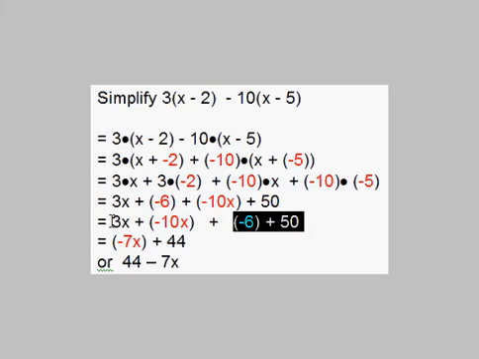3x's with negative 10x's added results in a negative 7x. Just like 3 minus 10 equals negative 7, or 3 plus negative 10 equals negative 7, here we have x's. 3x's take away 10x's leaves you 7x's in the hole. The negative 6 plus 50 gives us 44. So our answer is negative 7x plus 44, or we could write that as 44 minus 7x.